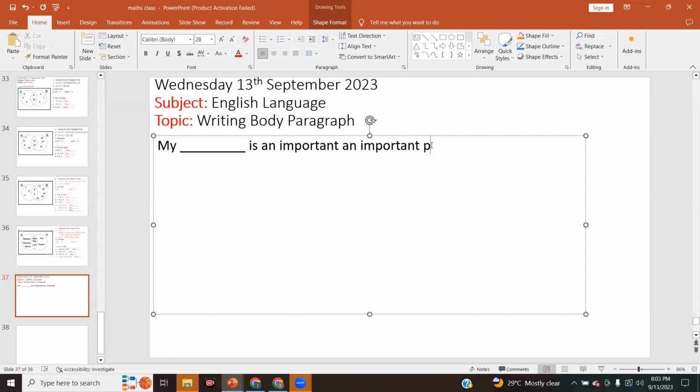My blank is an important part of my life. I want you to fill in the blank in the chat. Europe is an important place. Oh, I put it twice. My blank is an important part of my life. So yeah, fill that in for me. It could be anything. It's your own answer, whatever you think it is. All right.